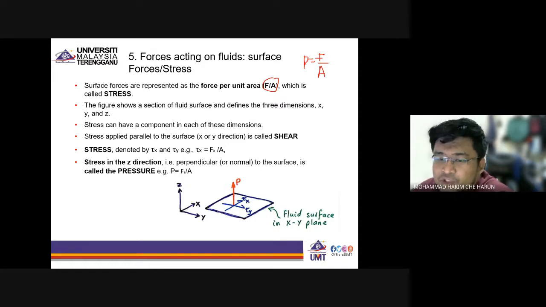The figure shows a section of fluid surface that can be defined in 3 dimensions: x, y, z, of the fluid itself. Stress is denoted as tau x for the x direction, tau y for stress in the y direction. You can see here x, y, and z. So if you want to know the stress in the x direction, you have to consider the force in the x direction as well.